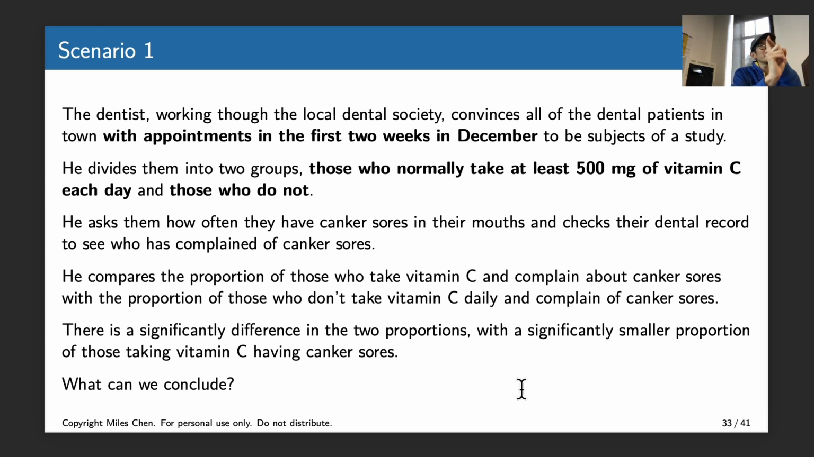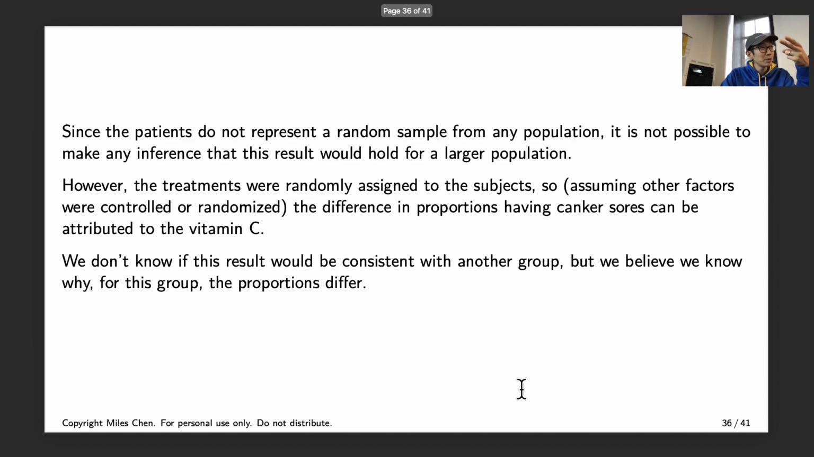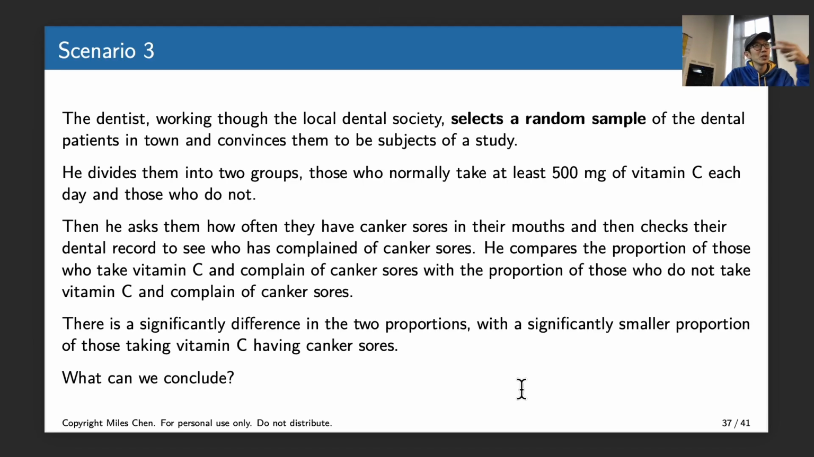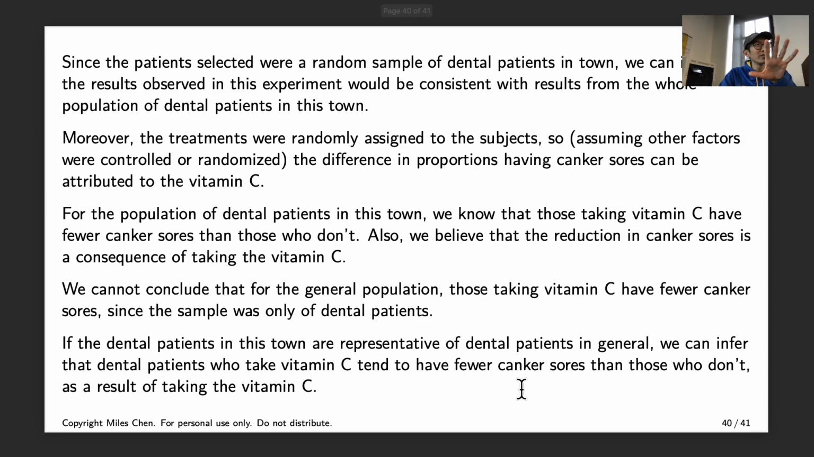I go through these 4 scenarios. Some have random sampling, some have random assignment. This first one has neither random sampling nor random assignment, and what kind of conclusions can we draw? This one has no random sampling, but yes, random assignment. This one has random sampling, but no random assignment. And this last one has both random sampling and random assignment. And I go through what kind of conclusions can be drawn.